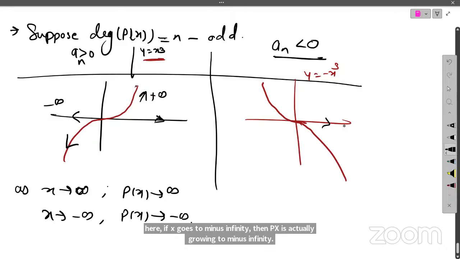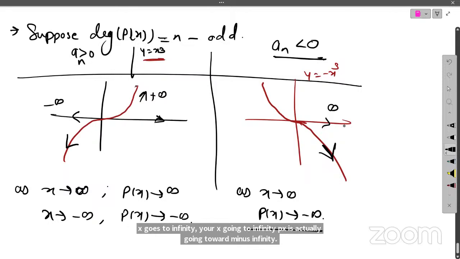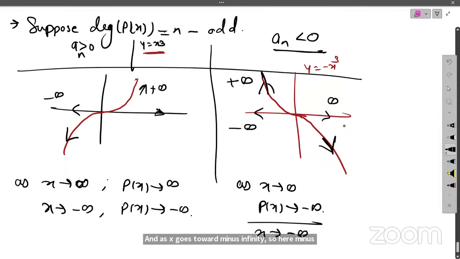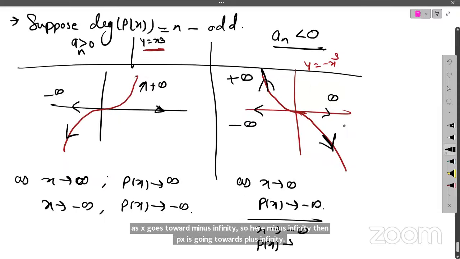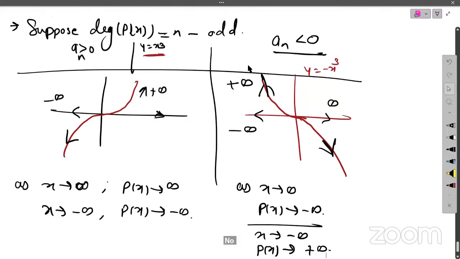Now, when we have a negative leading coefficient, the opposite of this will happen. As x goes to infinity, Px goes toward minus infinity. And as x goes toward minus infinity, Px goes toward plus infinity, right? Is that fine? Any doubt in these two cases? No. Right, now we go to multiplicity.